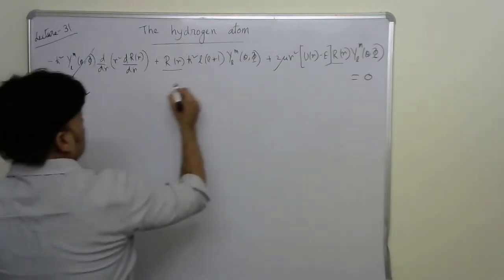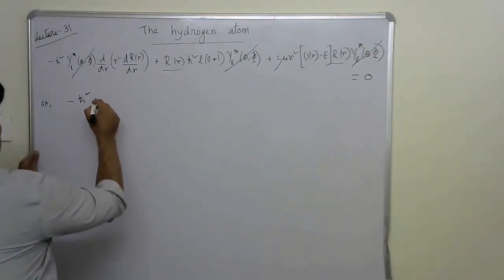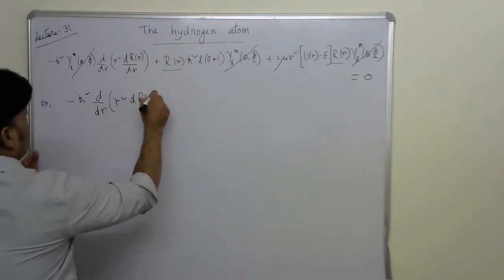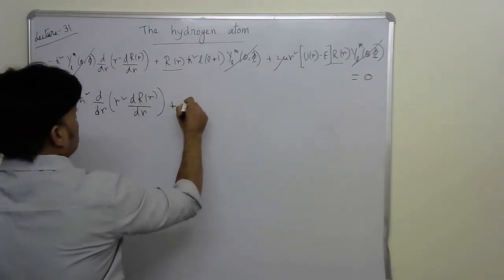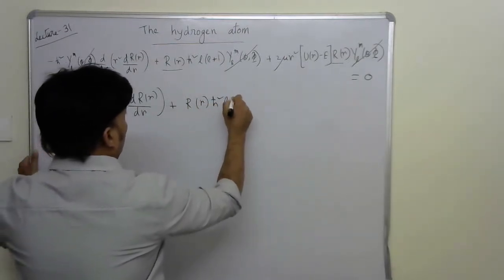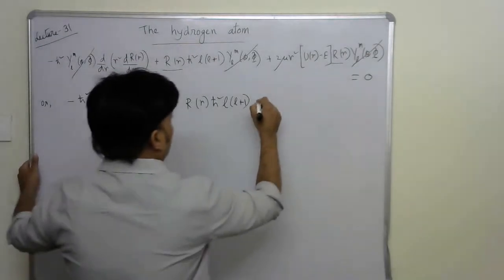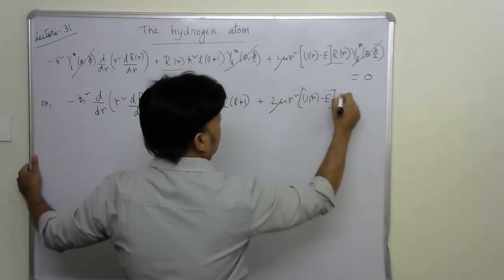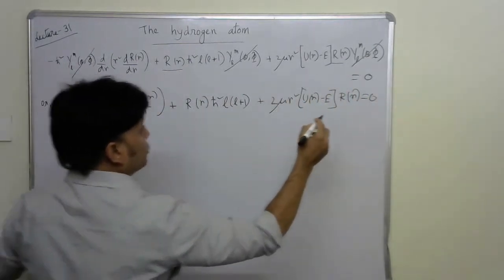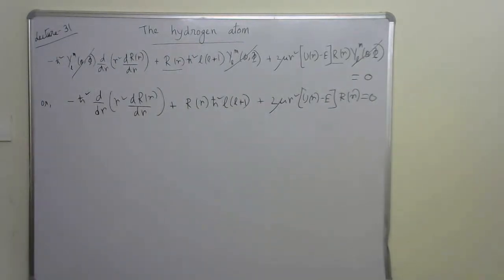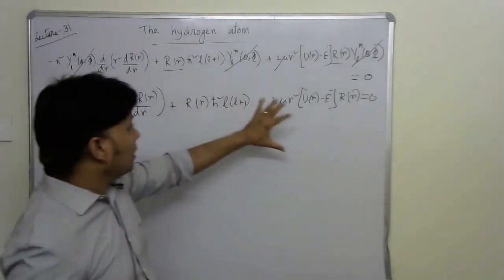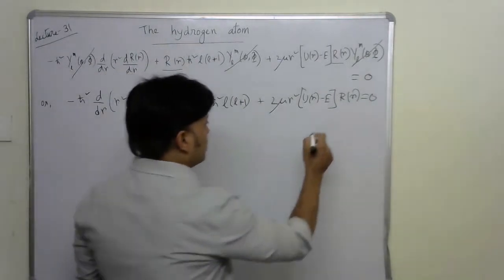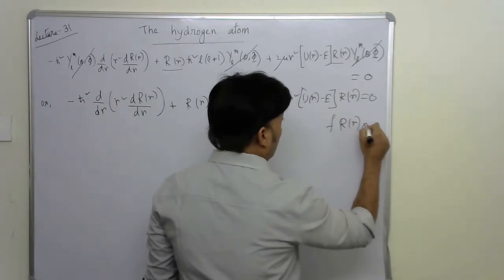Let's eliminate the Y_lm(theta, phi) part. So we can write h cross square d/dr of r square dR/dr, plus R(r) times h cross square l multiplied by l plus 1, plus 2 mu r square times (U(r) minus E) R(r) is equal to 0. So now you see we have an equation which is a function of the radial part r only.